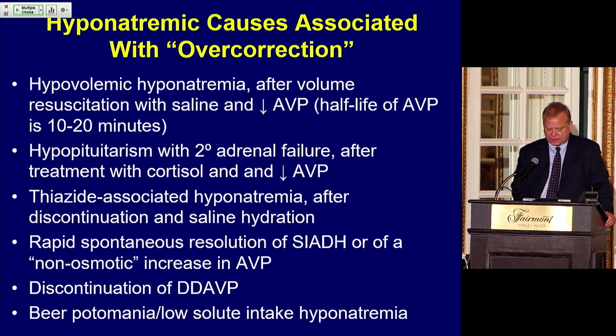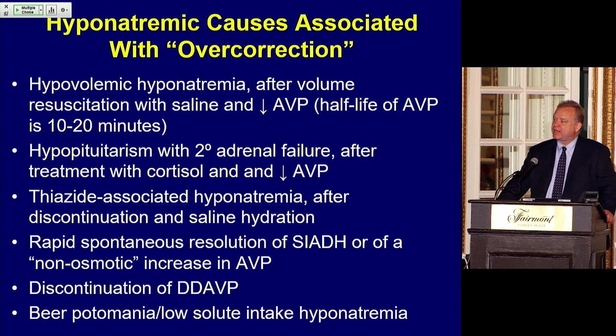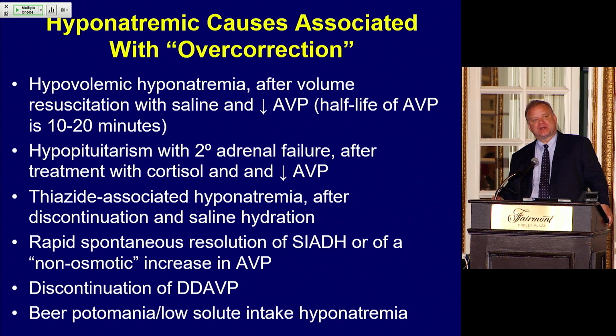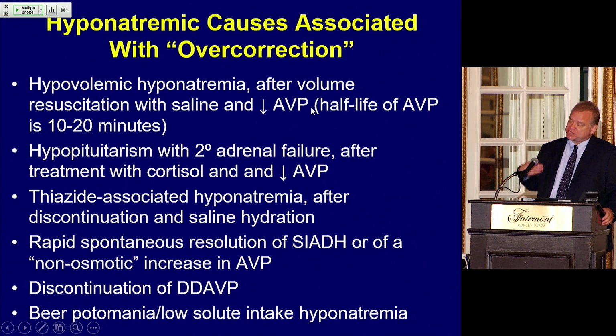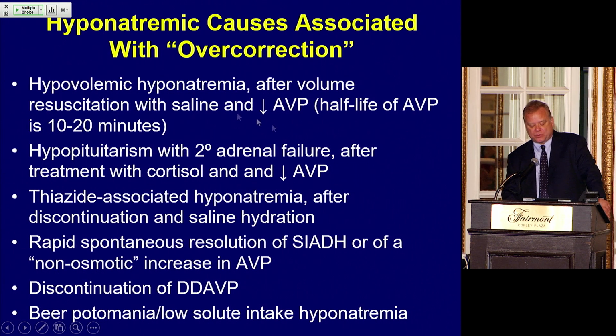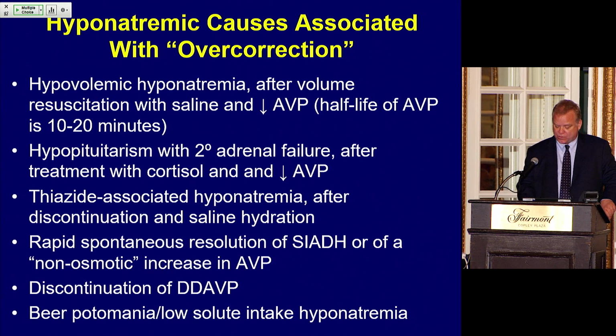So in the interest of time, I'll skip this case. However, this additional third differential comes into play. These are the patients that get hyponatremia that is associated with overcorrection. And again, this is any form of hyponatremia where vasopressin can really rapidly disappear. So with hypovolemic hyponatremia, if you give saline and vasopressin disappears, you can get an acute water diuresis. If you have hypopit with a secondary adrenal failure, if you give cortisol, vasopressin levels come down and you can get overcorrection and so on and so forth.